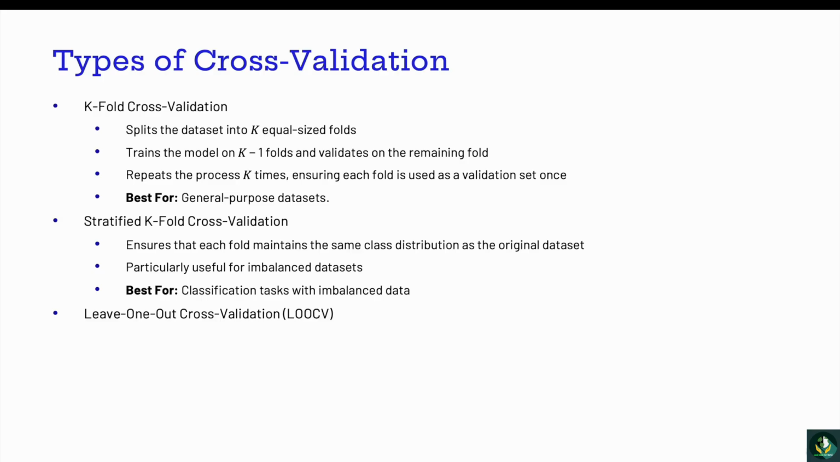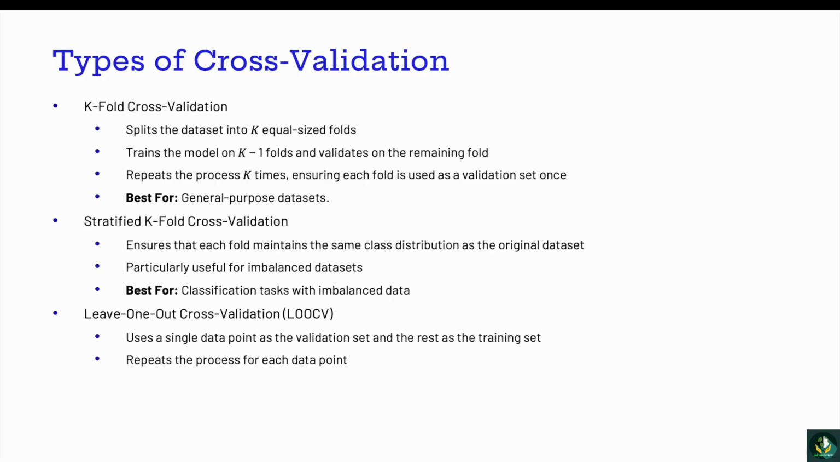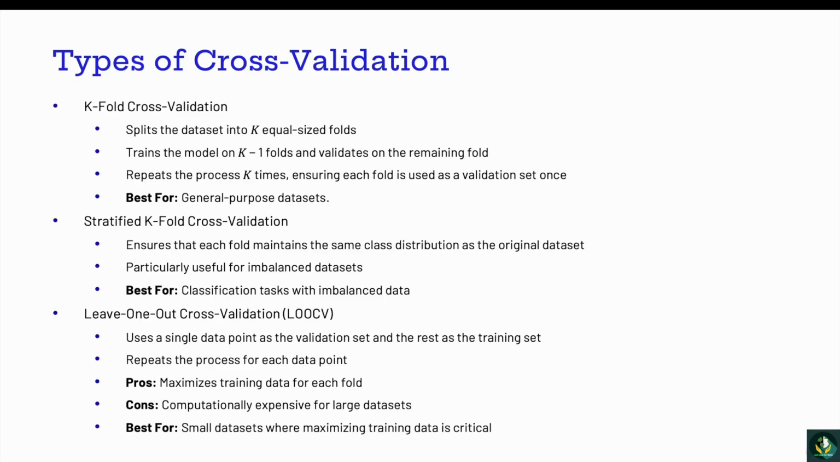Now, we have leave one out cross validation, which is LOOCV, which uses a single data point as the validation set and the rest as the training set. It repeats the process for each data point. Pros: it maximizes the training data for each fold. And cons: as you can assume, it's computationally super expensive for large datasets. And it's best for small datasets where maximizing the training data is critical.